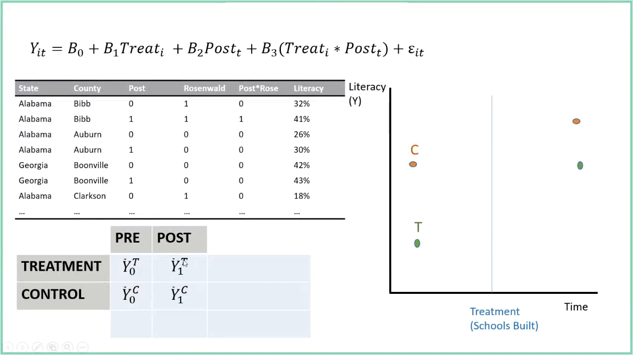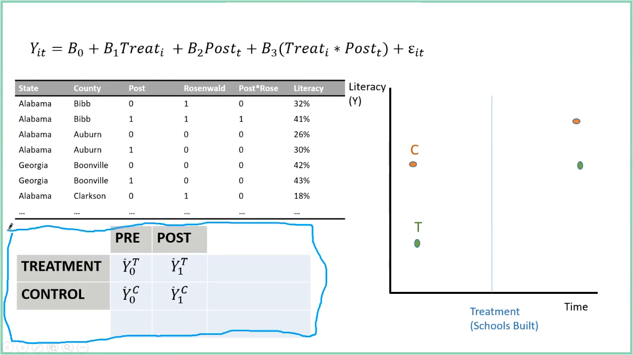And then we have y bar t1. That's going to be the average literacy rate in counties that did have Rosenwald schools built afterwards, and y bar c1, which is the average literacy rate in counties that did not have Rosenwald schools built after they had been built in other counties. And this table that I'm building here, I want you by the end of this lecture to have a good command of how this table works and how it connects back to the underlying regression. Okay?